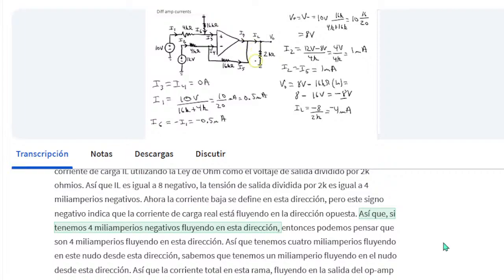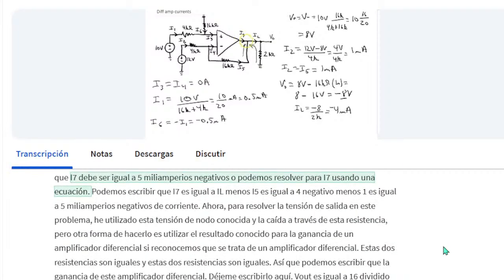So if we have negative 4 milliamps flowing in this direction, then we can think of that as 4 milliamps flowing in this direction. So we have 4 milliamps into this node from this direction. We know we have 1 milliamp flowing into the node from this direction. So the total current in this branch flowing into the output of the op-amp is 4 plus 1, or 5 milliamps. And we can see that I7 is defined in the other direction, so I7 must be equal to negative 5 milliamps. Or we can solve for I7 using an equation. We could write that I7 is equal to IL minus I5 is equal to negative 4 minus 1 is equal to negative 5 milliamps of current.